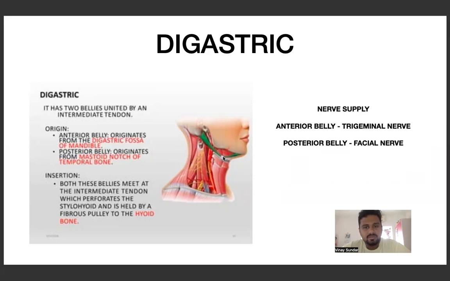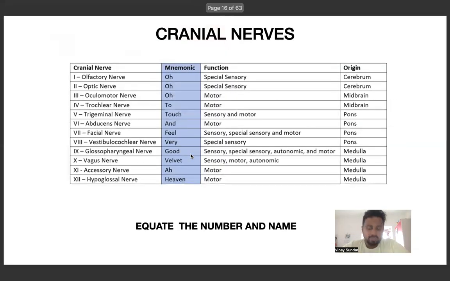A very important point to note is the anterior belly of the digastric is supplied by the fifth cranial nerve, which is your trigeminal nerve, and the seventh cranial nerve, which is the facial nerve, supplies your posterior belly of digastric. Okay, so you need to know the cranial nerves from 1 to 12, and you need to know, for example, that 5 is trigeminal, 7th is facial, and all that.